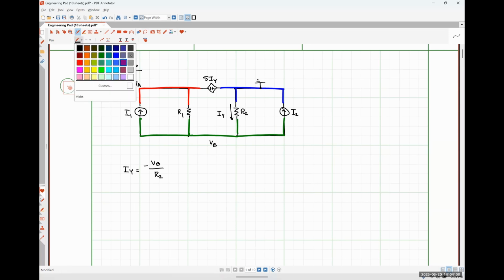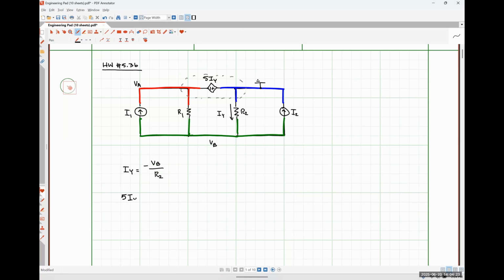We have a voltage source, so I'm going to put a circle around it like so, indicating our supernode. We're going to have a voltage relationship equation. So that's this guy right here. And let's see, the nodal voltage at the positive polarity terminal of that source is ground, so I'm going to have 0 minus the nodal voltage at the negative polarity terminal, which is VA. So we have 5IY is equal to negative VA.